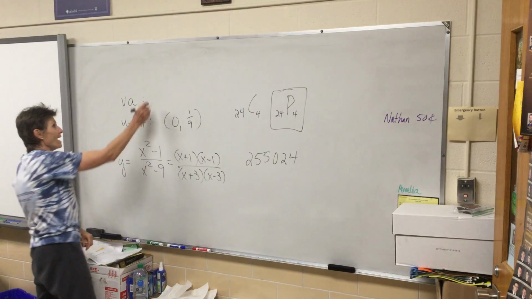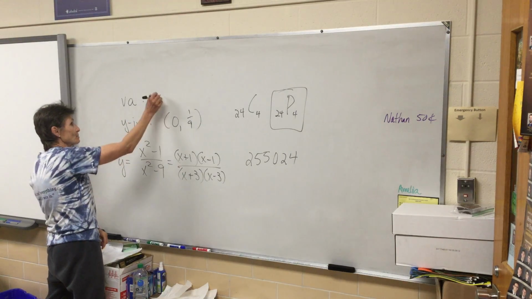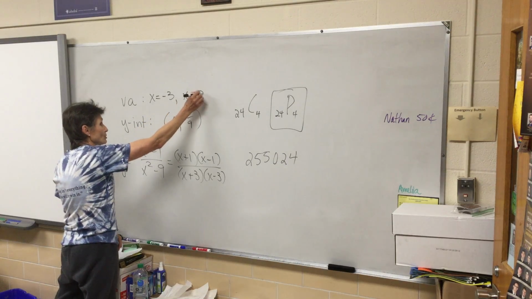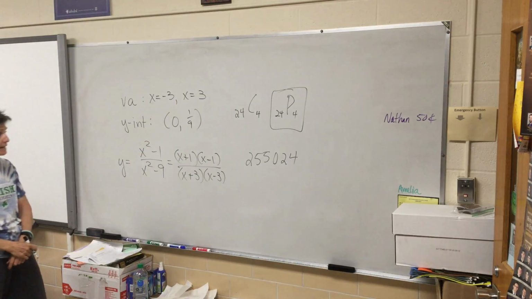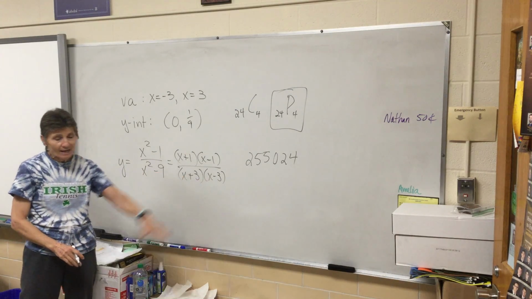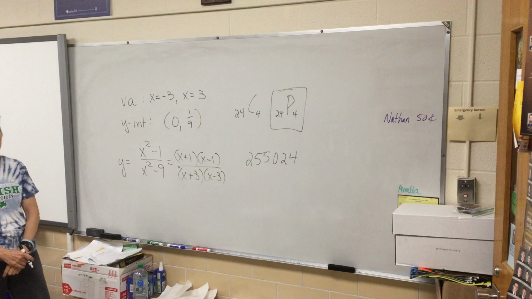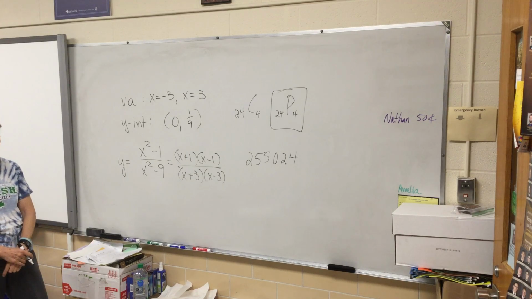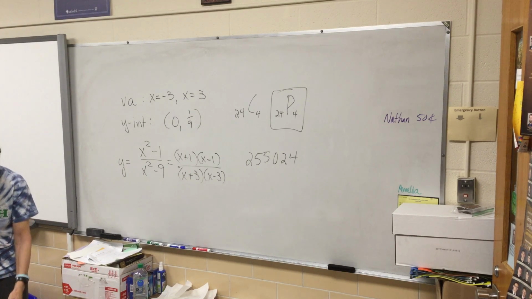But it does have 2 vertical asymptotes. X equals 3 and X equals -3 are the no-nos. Those are the things that X cannot be. And cannot be's are vertical asymptotes.